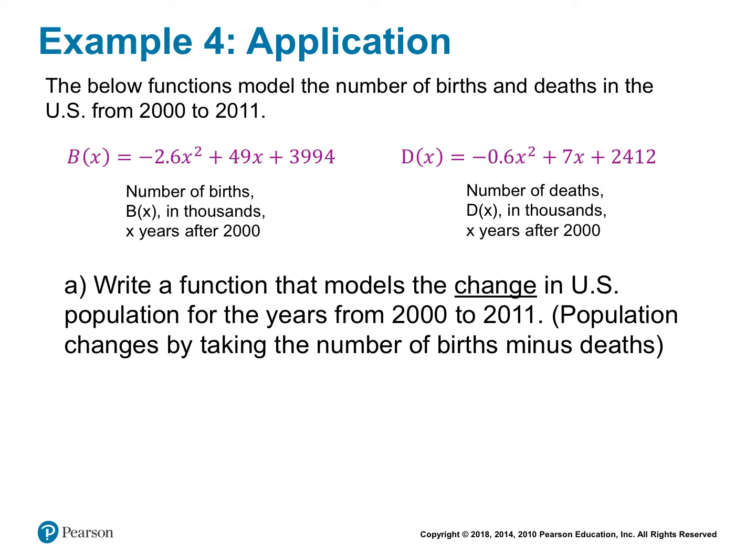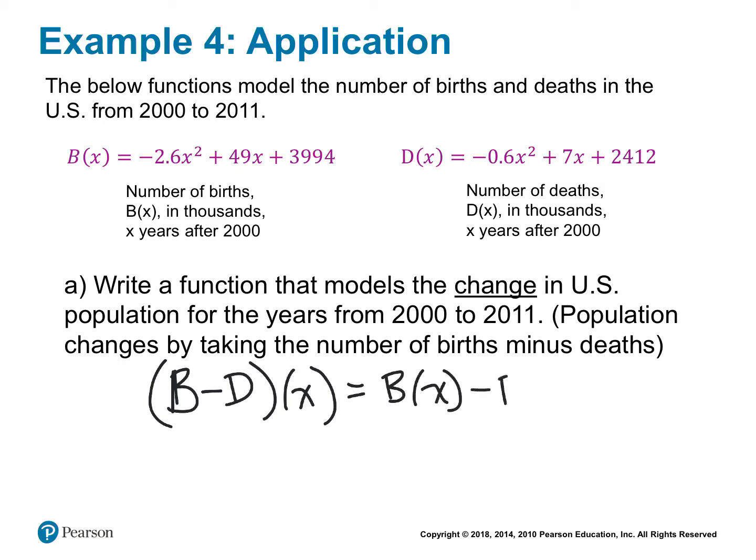So we know population changes by taking how many births there are per year minus the amount of deaths. So you're hoping there's more births than deaths, so you keep increasing in population. So you can model that by saying we're going to take the number of births minus the number of deaths. We're going to use our difference formula. And that is the same thing as B of X, the births, minus the amount of deaths.